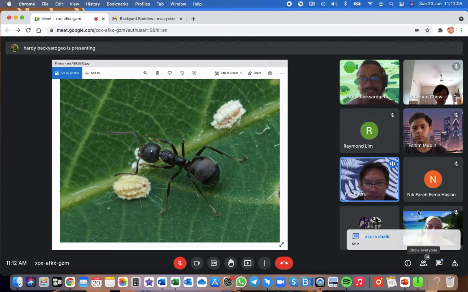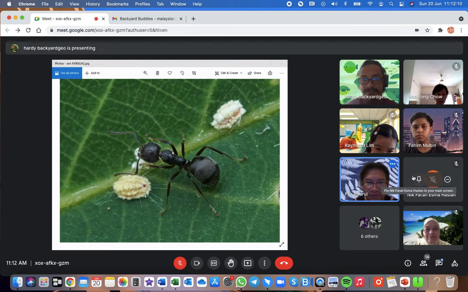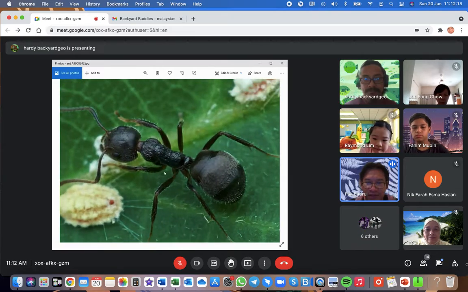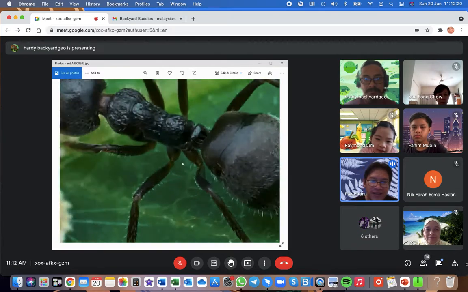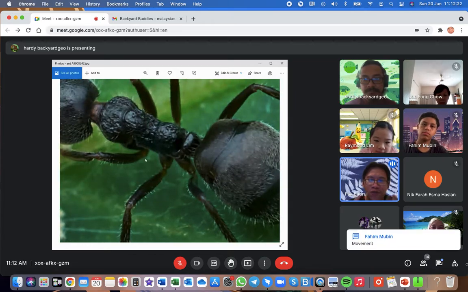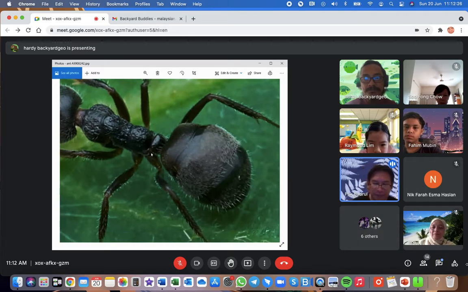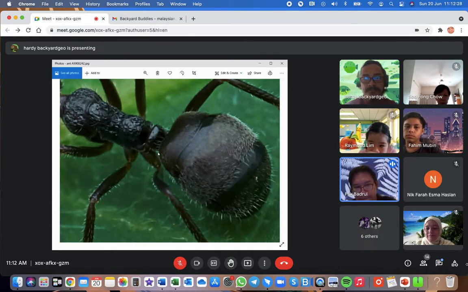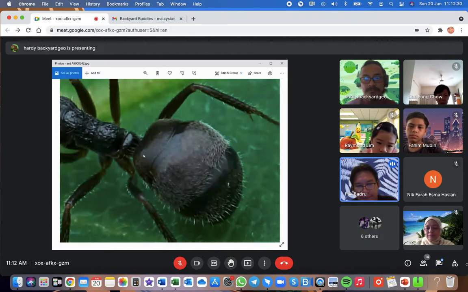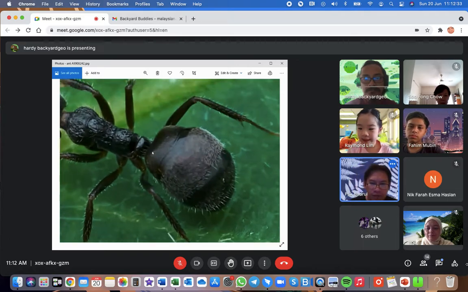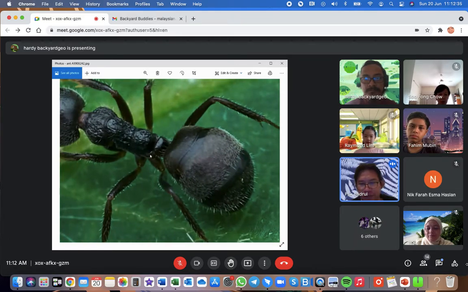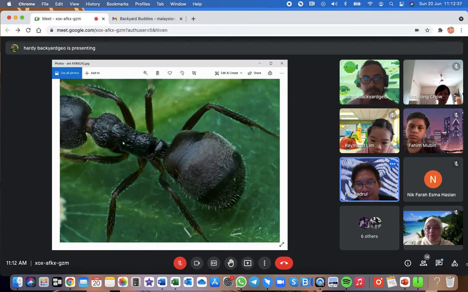Okay, so what is the function of the thorax? You can see all the legs, the three pairs of legs attached to the middle part of the body, right? So it's for movement, correct? Yes, very good, for movement. So that they walk, they run, and if the insect has wings, they move by flying, right?